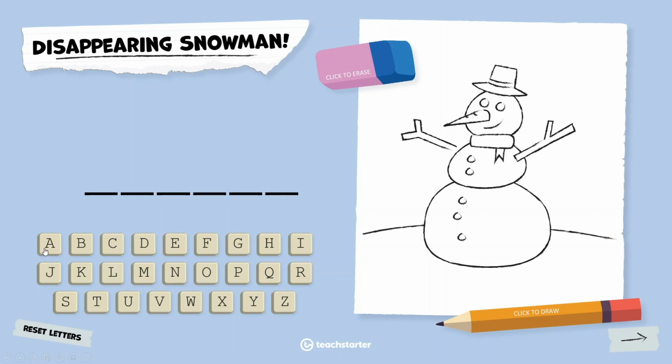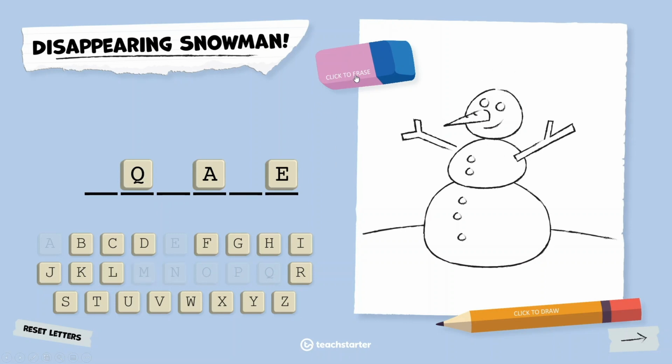So if I've got an A, the A appears. If I've got an E, the E appears. And we can continue guessing. Oops, I should be erasing the wrong letters, whoops. But once the students figure out that this word is square, then they can finish clicking all the letters that create the rest of the word, and yeah, we've got square.